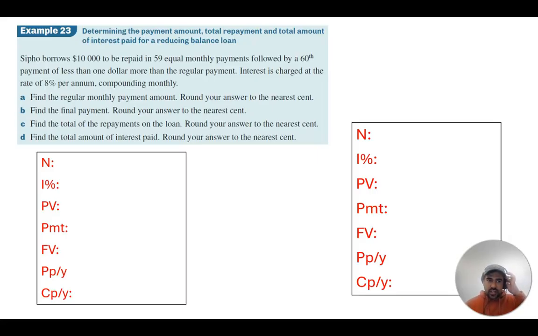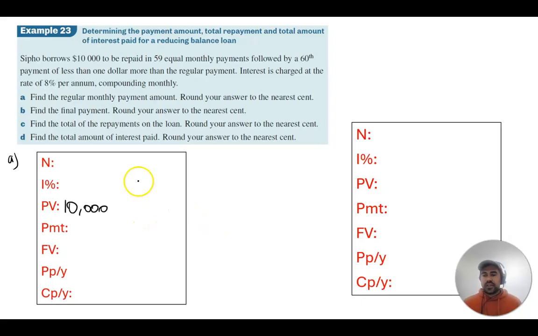Now, interest is charged at a rate of 8% per annum, compounding monthly. We're first going to find the regular monthly payment amount, and we're going to round this answer to the nearest cent. So let's fill in what we do know for question A. Now, what we do know from this is that he is borrowing money. So his present value right now is $10,000. And this is positive because this is money going into his pocket. It's being taken from the bank.